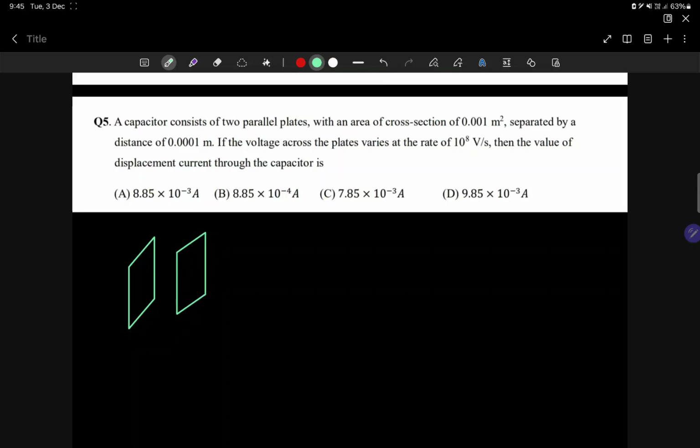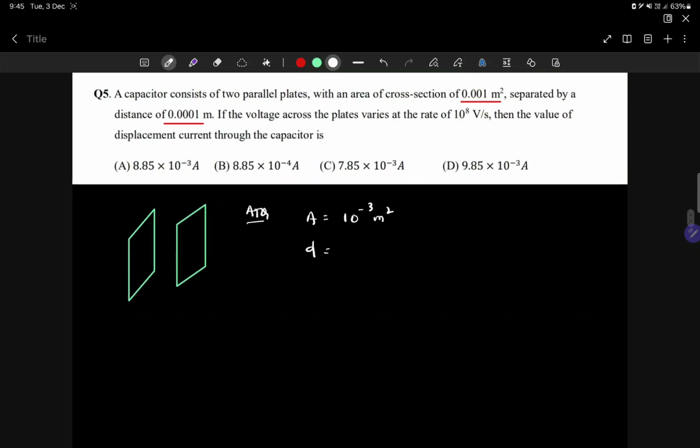Next question number 5 is, a capacitor consists of two parallel plates just like this. These are two parallel plates with an area of cross section 0.001 meter square. So according to the question, area of cross section is 10 to the power minus 3 meter square, separated by a distance of 0.0001 meter. That means the distance of separation between the two plates is 10 to the power minus 4 meter.